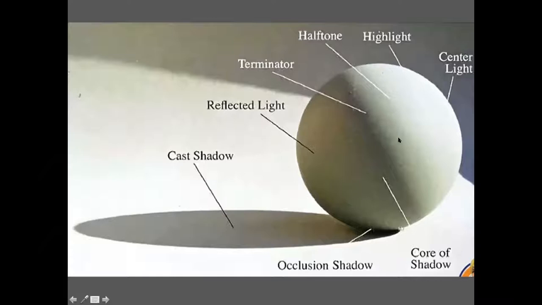So these are halftones. And there's a halftone right along the edge of the shadow that gives a softness to that shadow edge. It creates a kind of soft transition from the shadow into the light.